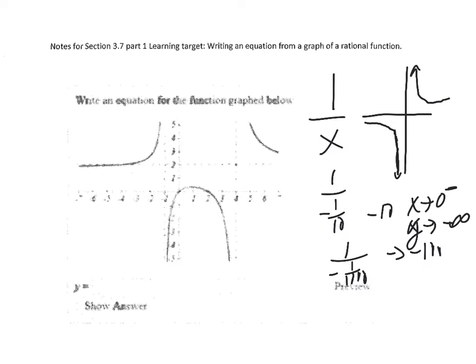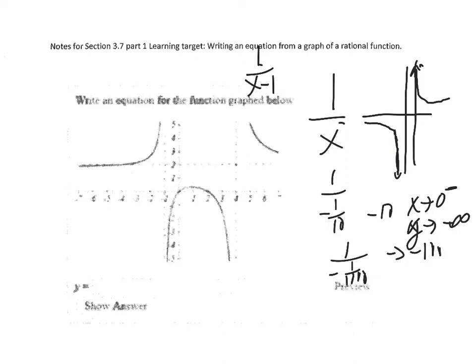So 1 over x on one side of the vertical asymptote goes to negative infinity. On the other side, it goes to positive infinity. And that's true if it's been shifted left or right. If it goes right 1, the same thing is going to happen, except it's been shifted over to x equals 1. Okay, so that's 1 over x. They head in opposite directions.